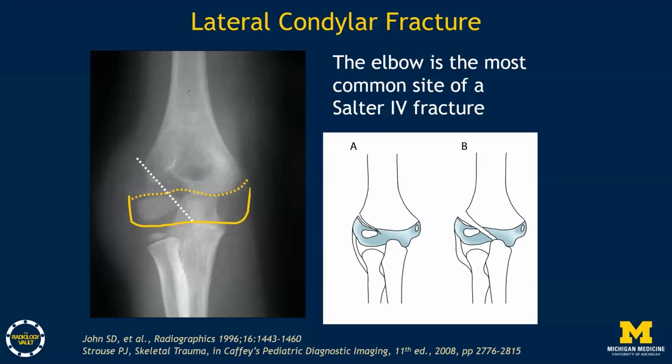The lateral condylar fracture is the second most common fracture pattern that we see at the pediatric elbow. These fractures vary in severity. They can be incomplete and stop at the growth plate, as we see in diagram A, in which case there's no displacement of the fragment, or they can be complete, essentially a Salter 4 fracture, where the fracture goes through the cartilaginous epiphysis and we see displacement and angulation of the fragment, indicating a complete fracture and a need for operative fixation.